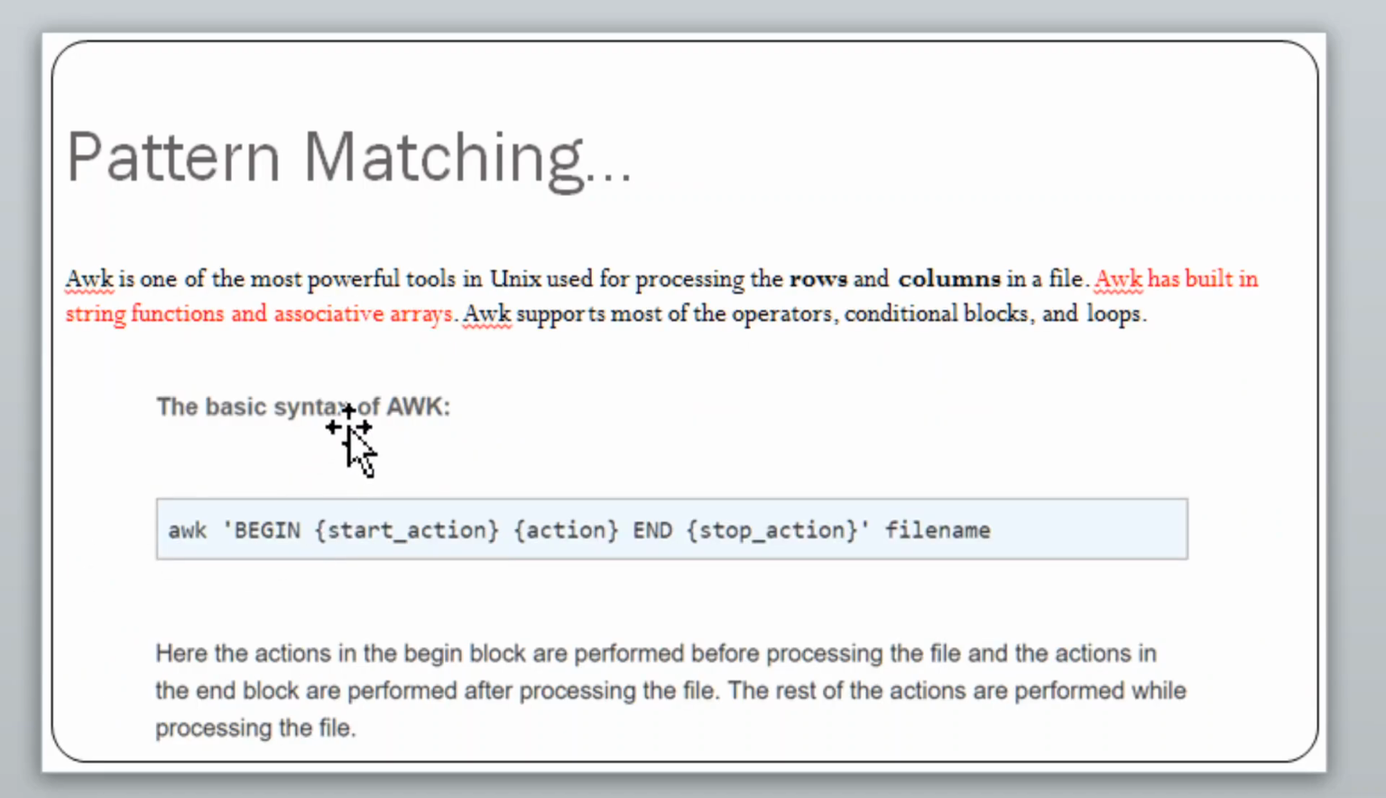So awk is one of the most powerful tools in Unix and is used for processing rows and columns in a file. Awk has built-in string functions and associative arrays, and awk supports most of the operators, conditional blocks, and loops. So the basic syntax of awk is as follows.